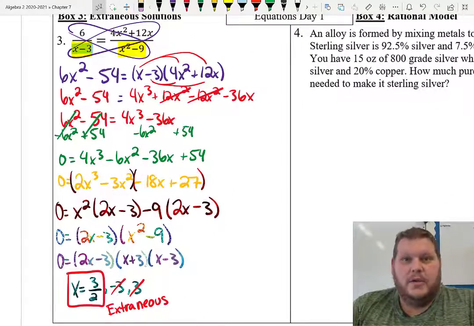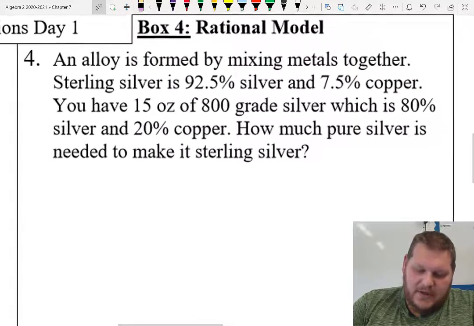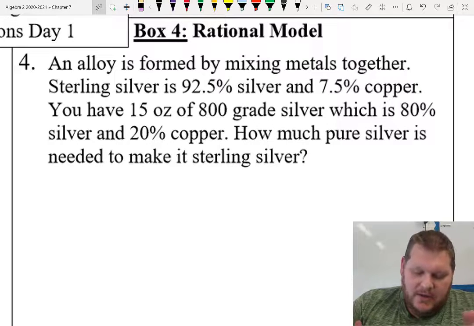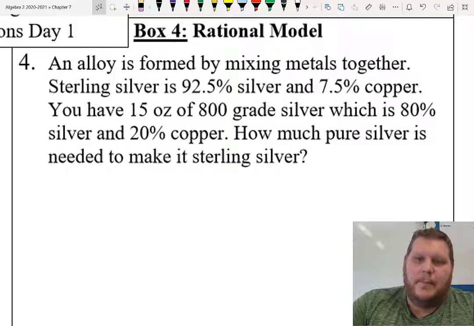Ooh, that was a lot of work. Okay. Last but not least, box number 4 is a rational model. So this is now kind of an application of a rational equation. In this scenario, we are looking at an alloy. This is just kind of giving us a definition. An alloy is just formed by mixing metals together. Sterling silver, specifically, is 92.5% silver mixed with 7.5% copper.